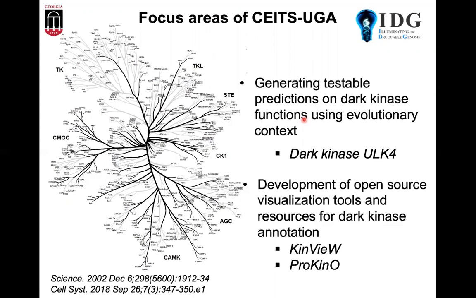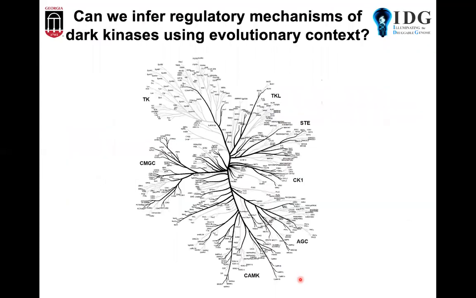The first one is on characterizing the ULK4 dark kinase in collaboration with Stefan Knapp's group, and some of our ongoing work on developing the KinView framework and the protein kinase ontology framework for dark kinome mining and annotation.